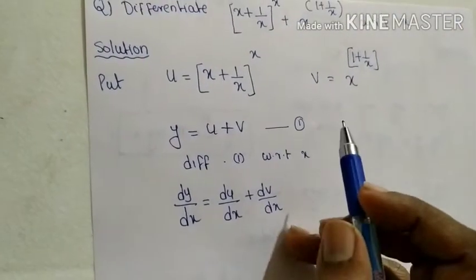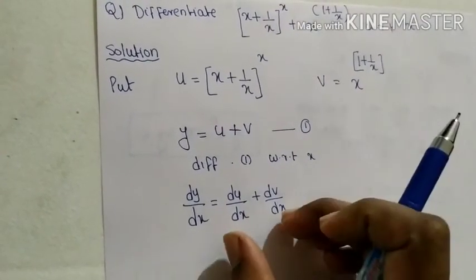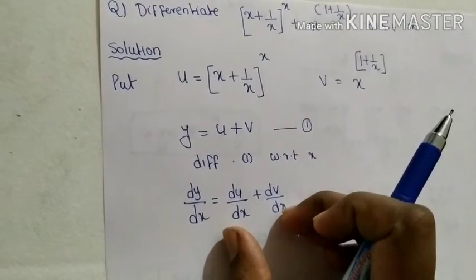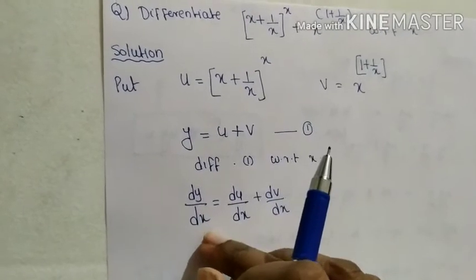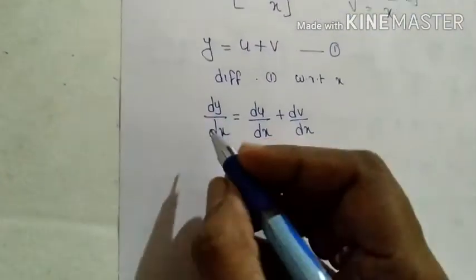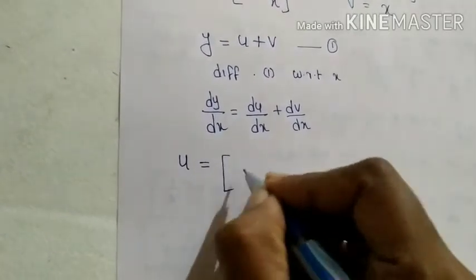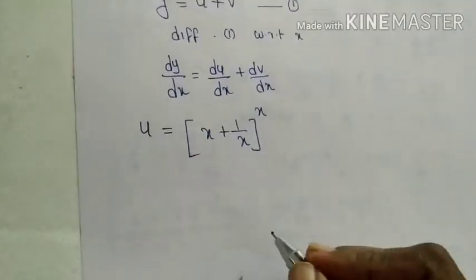After getting the answer du by dx and dv by dx, just add the value of du by dx and dv by dx, which will lead to our final answer dy by dx. Okay, so first, let u equal to (x plus 1 by x) whole raised to x.